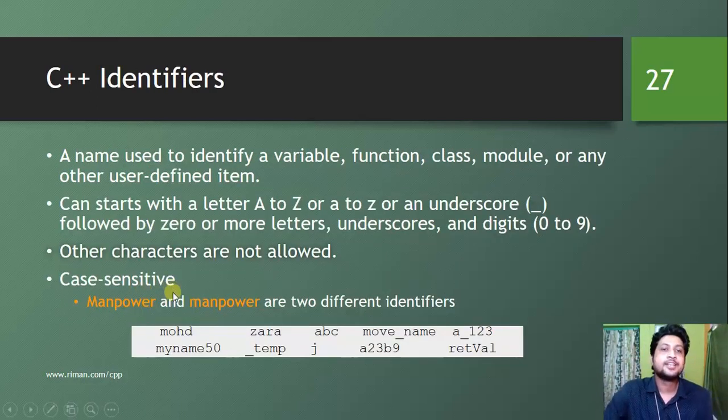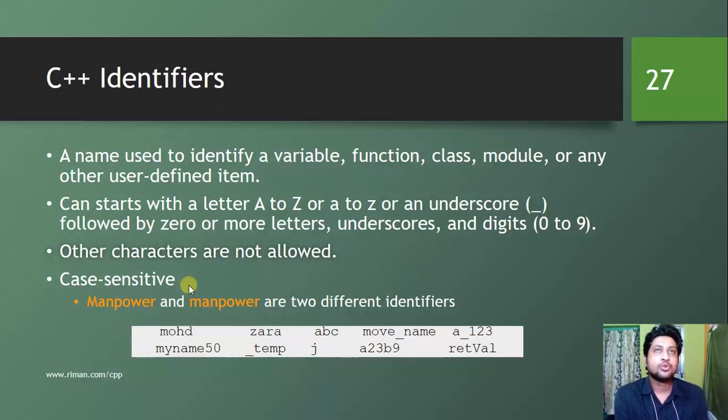So identifiers are any user-defined name that can be used to name a variable, a function, a class, a module, or any user-defined object. So identifiers are the names that are given by the programmer to any user-defined objects. Objects in the sense, any user-defined items.